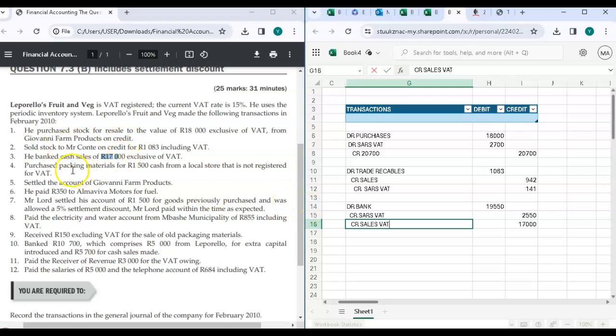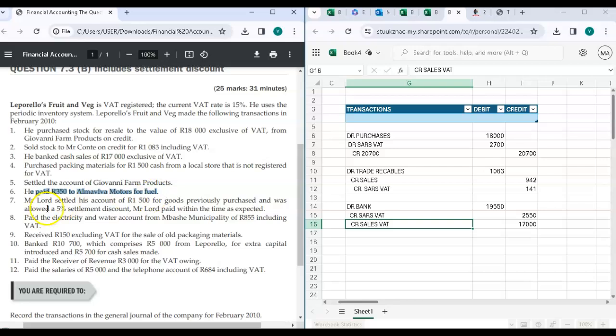Now, okay, so purchase packaging materials for 1,500 cash from Logos, who are not registered for VAT. Now, whenever you see that, it's a normal transaction. So you just say debit packaging materials, credit bank. Simple. He paid 350 rand for fuel. Fuel is a VAT exempt item. That means there's no VAT. So it's debit fuel, credit bank.